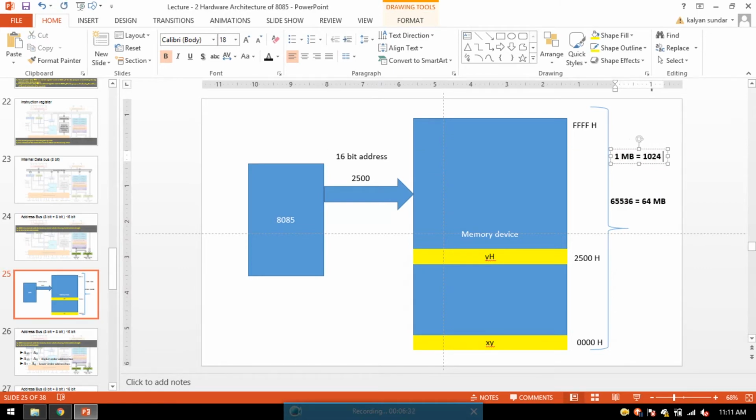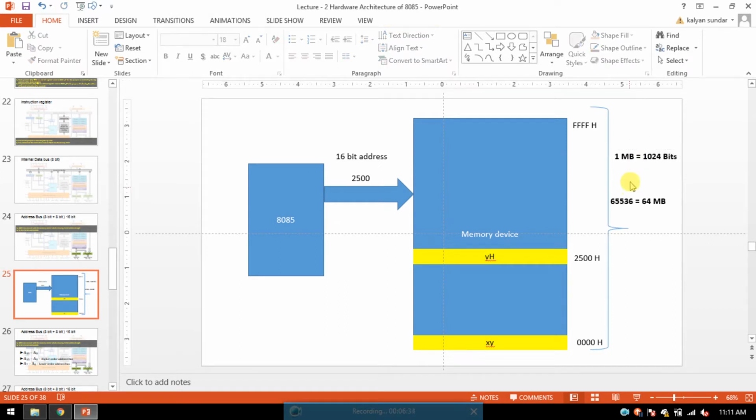I am getting 64 MB as a whole memory. This is the possible memory device we can connect with the 8085. Let us understand that there are 16 bits of address. 4 digits means 16 bits.